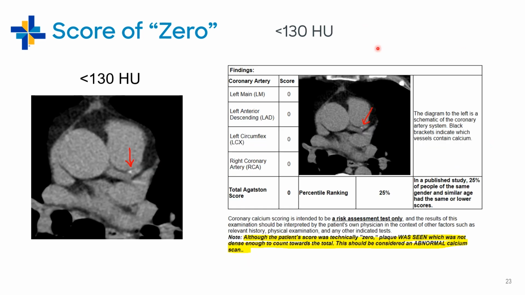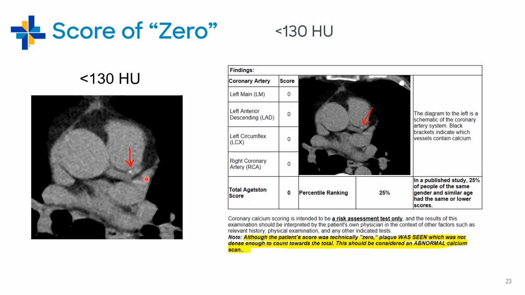You also have to be careful about the density of the plaque. You can have plaque in the arteries. Here you can see plaque in the proximal LAD, but as you recall, the study originally only counted plaque that was greater than 130 Hounsfield units. So if you have plaque that is less than that, so this could be 129, 120, 90, it's still plaque, it's still visible, but it doesn't count towards your total score.